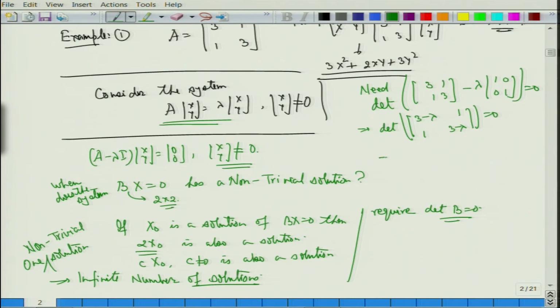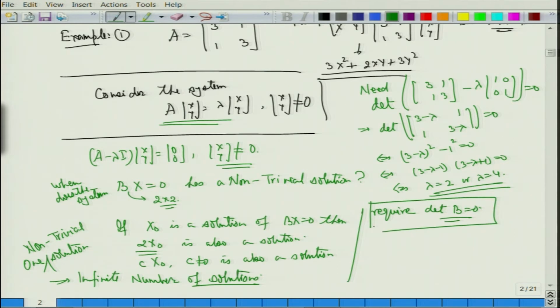So the determinant of this is nothing but (3 minus lambda) whole square minus 1 equals 0, which is the same as the difference of squares, (3 minus lambda minus 1) times (3 minus lambda plus 1) equals 0, which is the same as lambda equal to 2 or lambda equal to 4. All right, fine. So this part tells me that the determinant has to be 0.